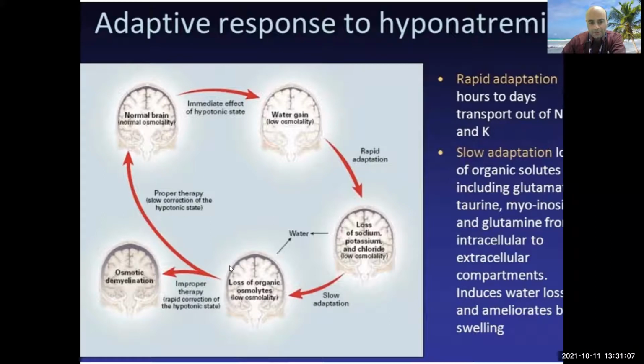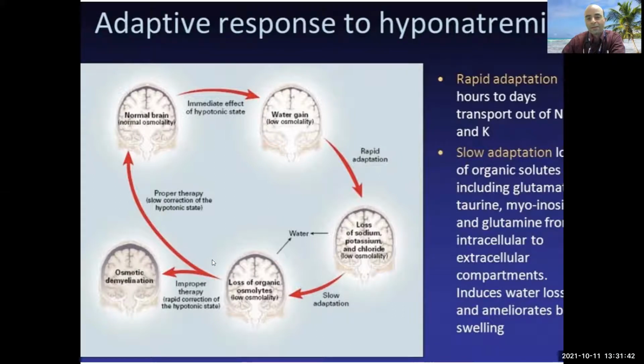With improper therapy and rapid correction during this period, the brain starts to be hypotonic. Here, if you increase the sodium intravascular, if the sodium concentration increases intravascularly, it will withdraw water from intracellular, from inside the brain, and lead to brain shrinking and pontine myelinosis. This osmotic demyelination syndrome will result from our iatrogenic management of this patient.